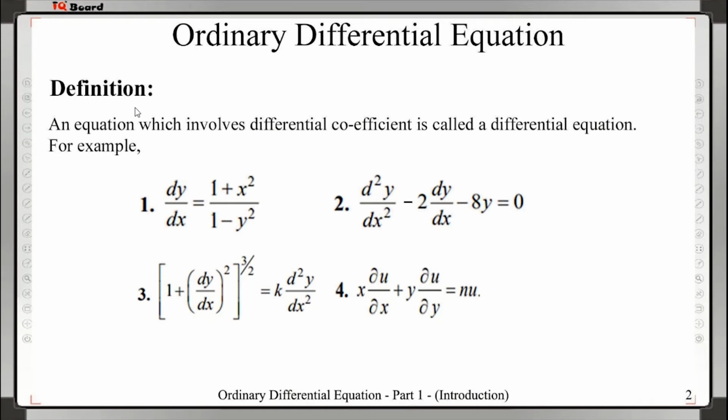Let's start with the definition. An equation which has differential coefficient is called differential equation. For example, dy by dx equal to (1 plus x square) upon (1 minus y square) is differential equation. d2y by dx square minus 2 dy by dx minus 8y equal to 0 is also differential equation.